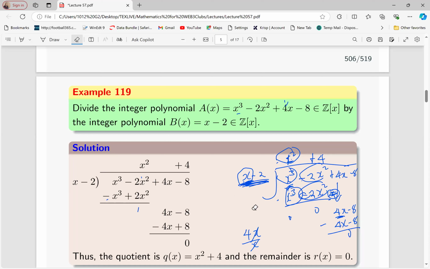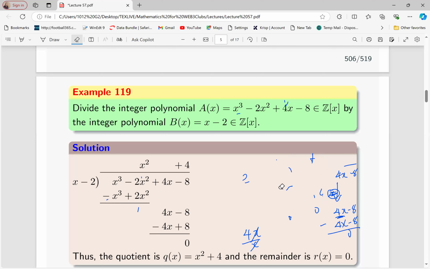But you can see how I've divided that very easily. And again, I'll do another example to make it easier for us. So you can see that our polynomial here went into this polynomial this number of times, and the remainder was 0.